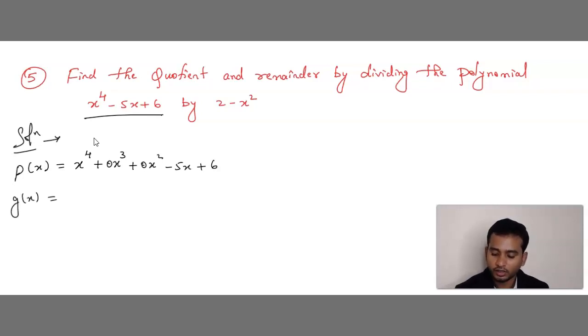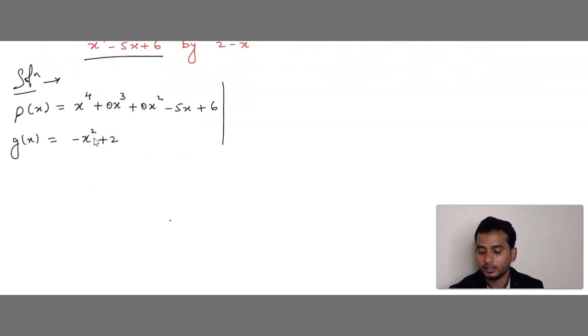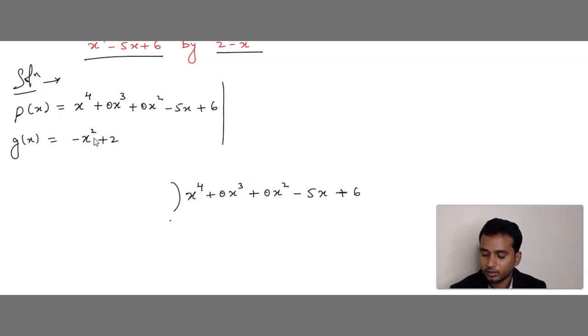Next, g of x is equals to 1st 2nd degree, that is minus x square. Then plus 2. Is this clear? Shall we divide this? No, first we write, let me solve here itself. X power 4 plus 0x cube plus 0x square minus 5x plus 6. We are dividing this polynomial by minus x square plus 2.